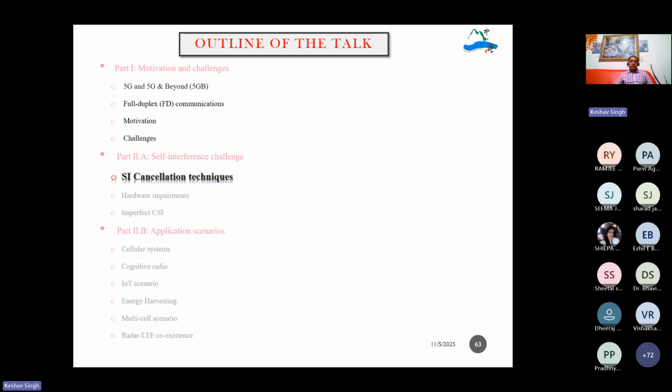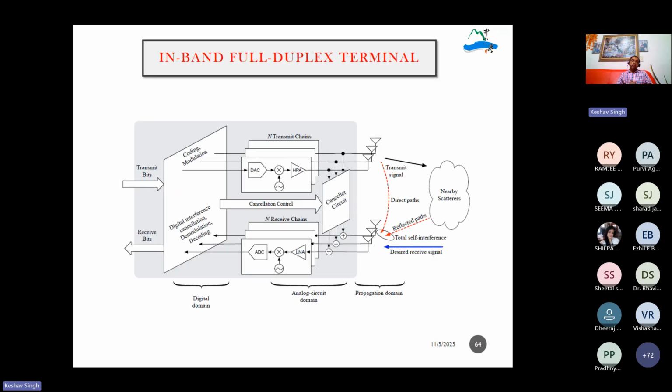Okay, so let's see the SI cancellation technique. For example, this is an in-band full duplex terminal. After processing at the transmitter end, we need to transmit the signal. This is the set of transmit signals. It will transmit, and again at the receiver end we are receiving. Because this is one full duplex device, we have a transmit antenna and a receive antenna. And there are nearby scatterers, so there will also be self-reflection from this one as well as from this. So here you can see this will be the total interference, this one as well as the reflected paths through the nearby scatterers.